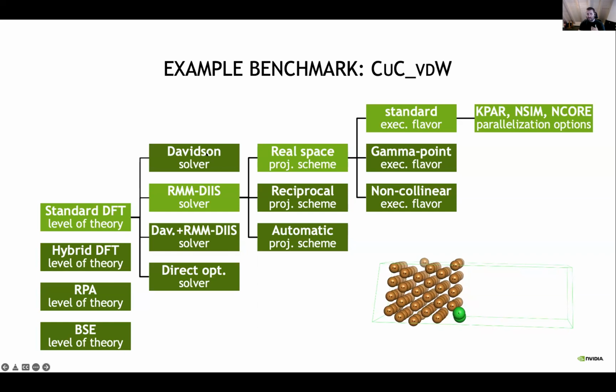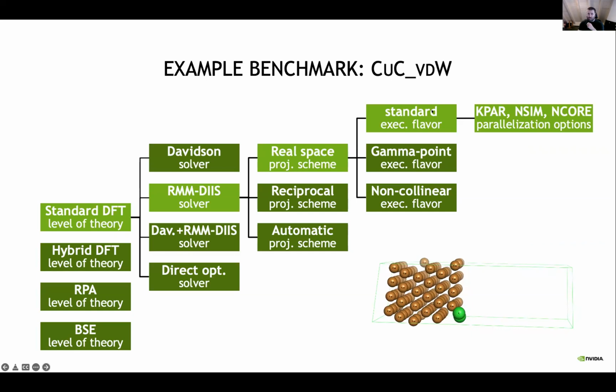So Davidson is a stable solver, RMM-DIIS is a faster solver, you can combine those to get a stable but fast result. And there's also the direct optimizers that go along with ALGO = Damped or ALGO = All for those fast users among you. And then, yet again unrelated, you can choose the projection scheme. I'm not diving into the details, but basically sometimes you stick with the reciprocal scheme because it's more accurate. But the real space scheme is a lot more efficient, especially when you are targeting big systems.